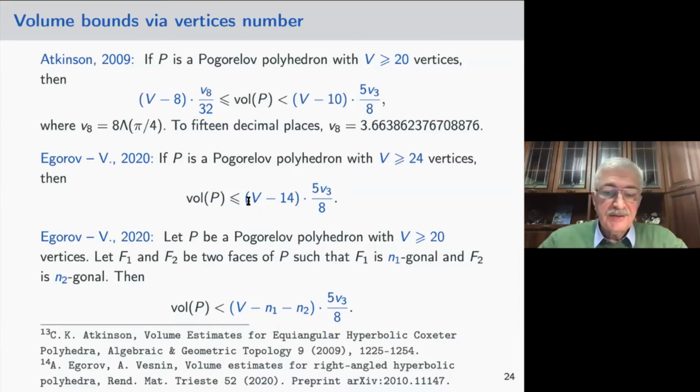And another result in this direction is the following. If you have two angular faces, you can find an upper bound, something like that: the number of vertices minus N1 and N2, where your polyhedron has angular faces. So it gives us the idea that if you have very big faces, maybe 7-gons or 10-gons, you have a better bound. So this is an example that you can bound geometrical parameters starting from combinatorics.